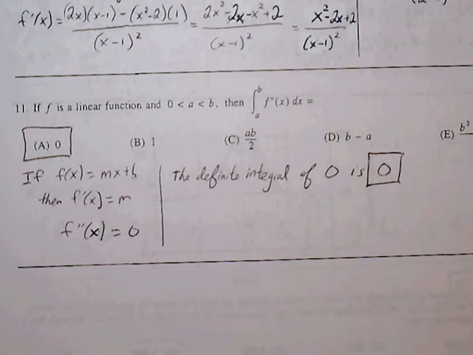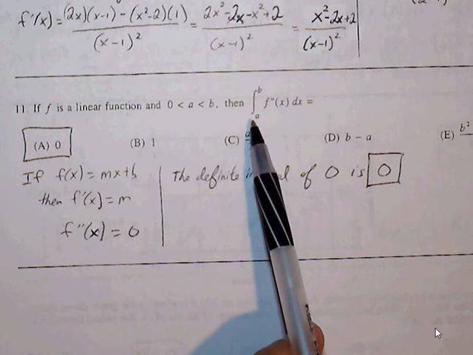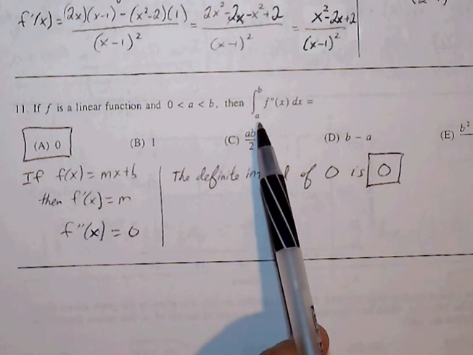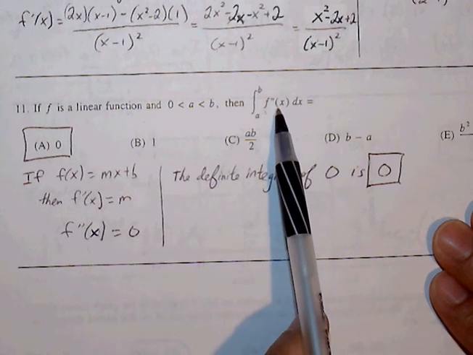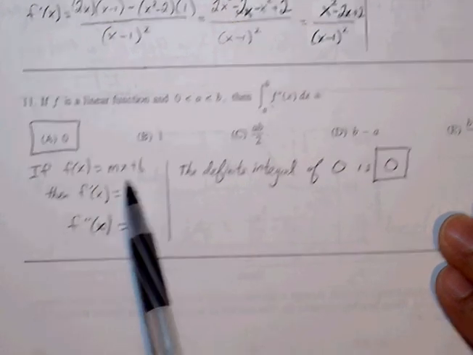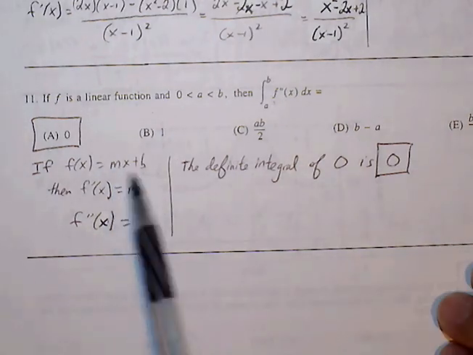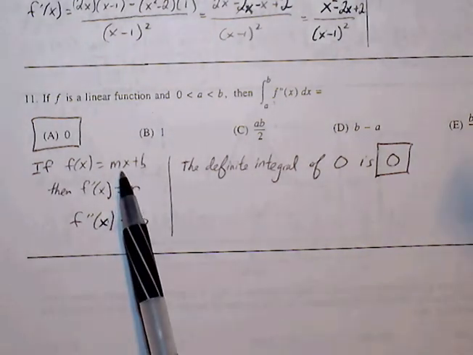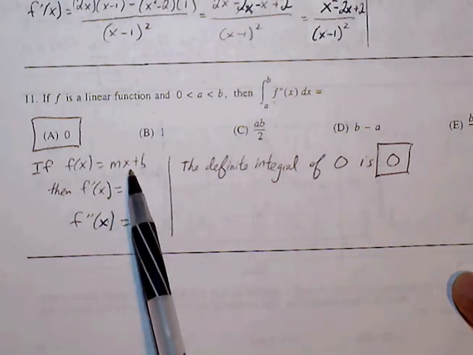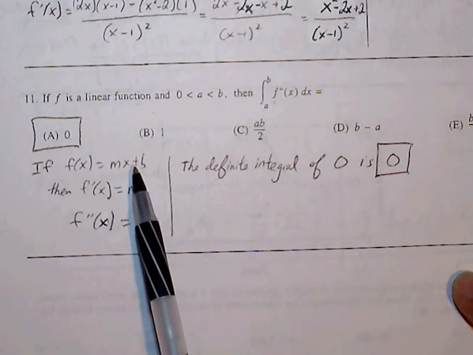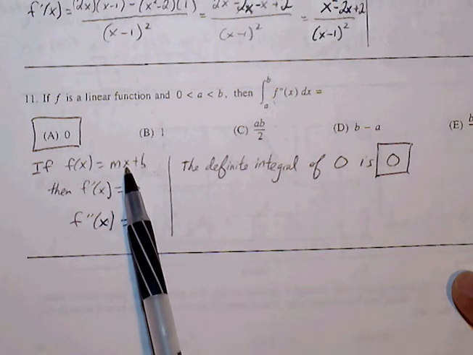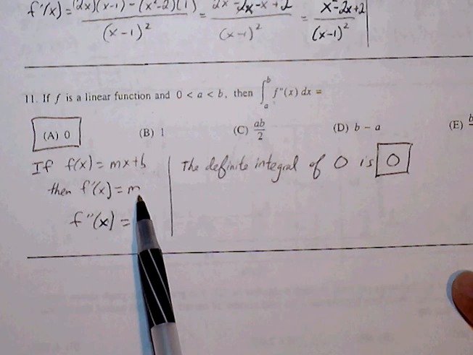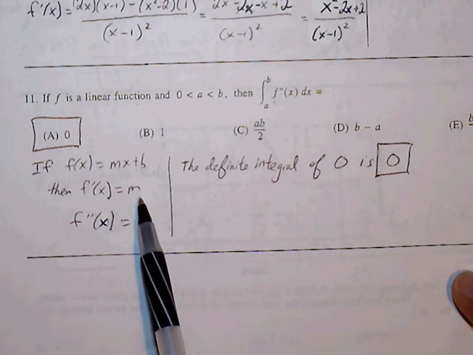Okay, number 11, if our function is a linear function between a and b, then the definite integral of f double prime is equal to, so let's get down to f double prime. Okay, we know that f of x is equal to a linear function, so I could represent this as 2x plus 3, 4x plus 5, or just in a general form, mx plus b. Now the derivative for a linear function will just be, let's say it's 3x. The derivative of 3x would just be 3, and the constant would go away. And then the second derivative of a constant would just be 0.